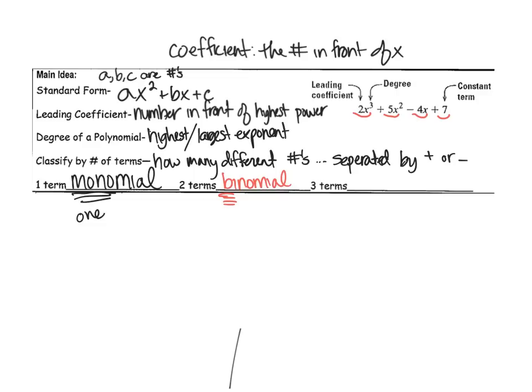What do you think 3 terms would be called? Trinomial. T-R-I. Yep. Tricycle. Triad. 3 things. Tell me some words. Triangle. Tri-tip. No, that's not one. Triangle, 3 sides.